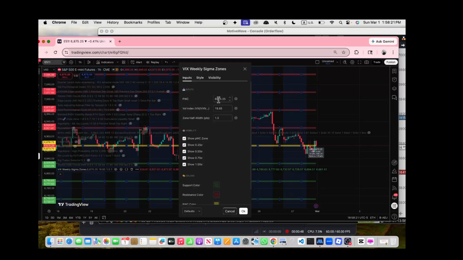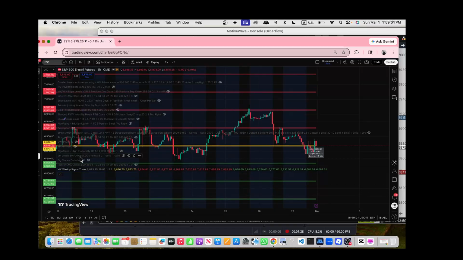Basically, you find previous week close for ES if you're trading ES, or previous week close for NQ if you trade NQ, or for gold if you trade gold. It works on those three things. And then for the volatility index, what you want to input is previous week close for VIX if it's ES, or if it is NQ, then you would use VXN, and if it's gold, then you would use GVZ. So I'm going to show how I would do that real quick.